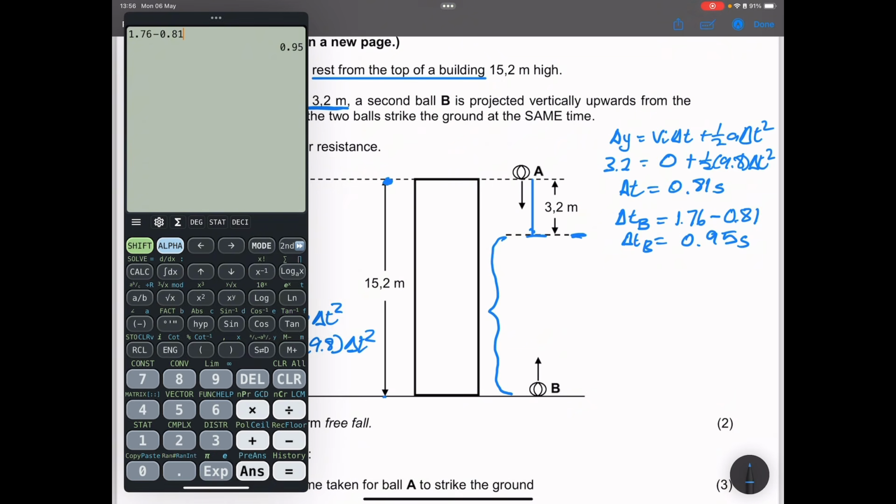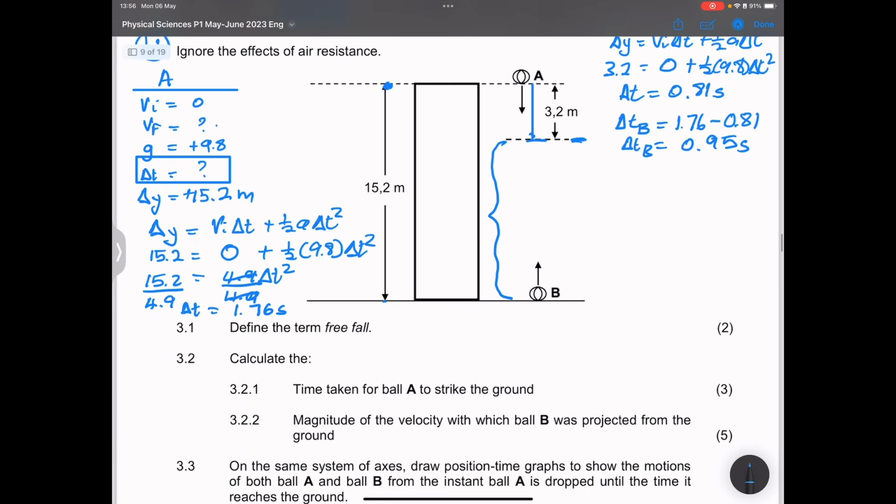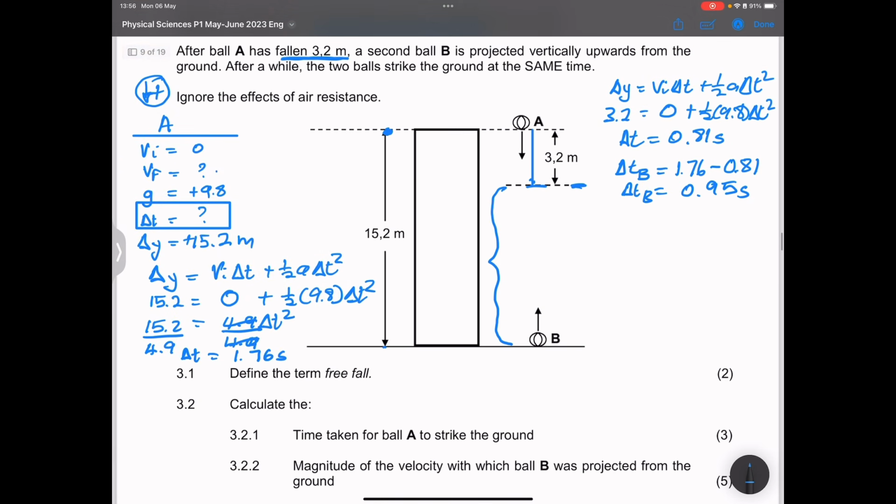But we're not interested in the time of flight. What are we looking for? The velocity with which it was projected. Now think about it, ladies and gents. B went up and then came down. And how long did it take for it to do that? It took 0.95 seconds.